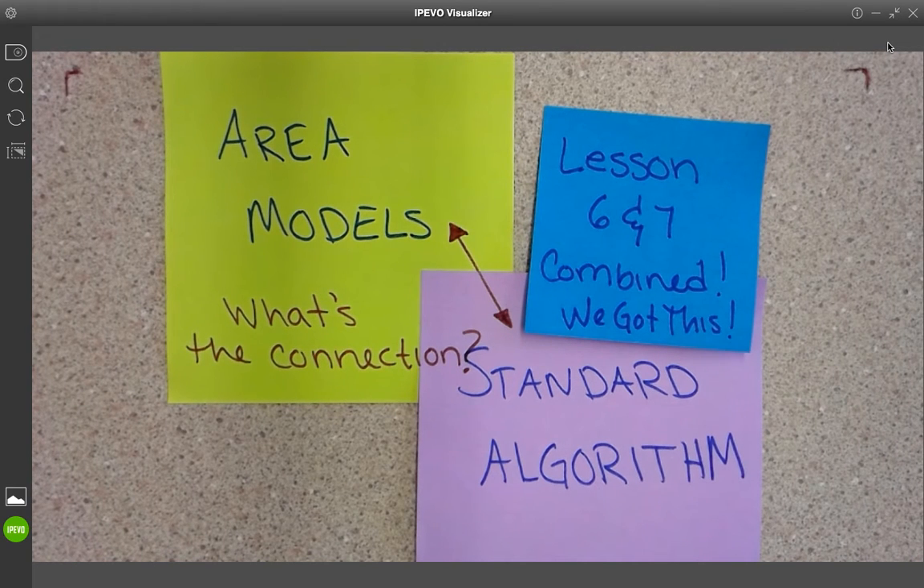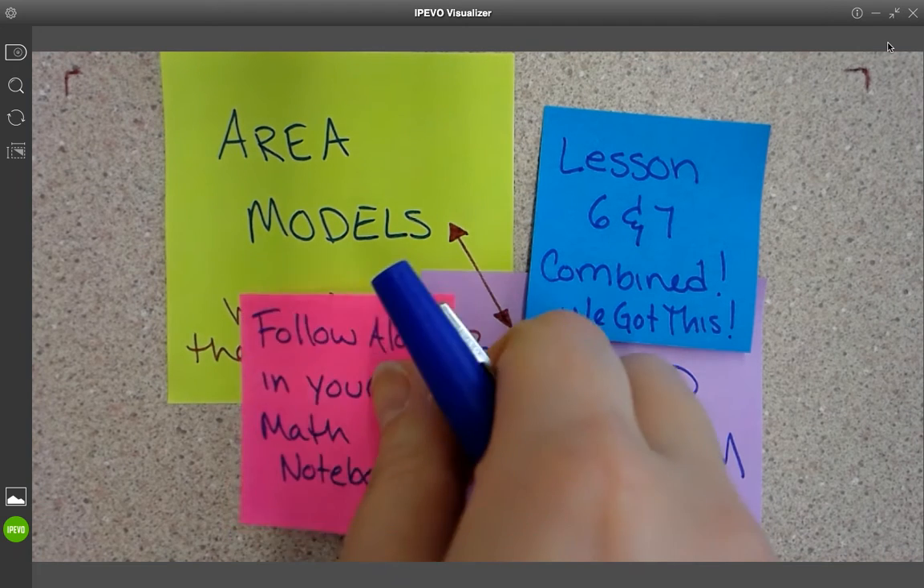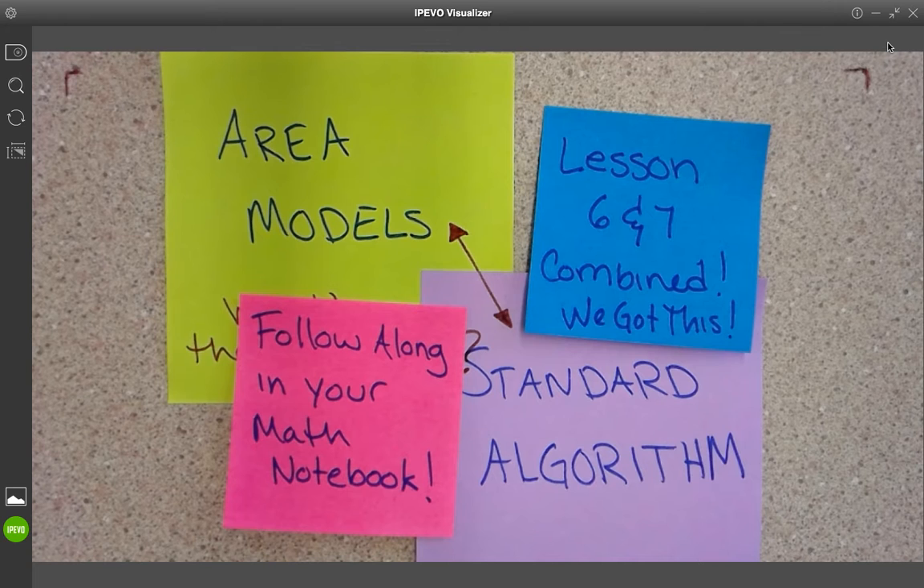This is lesson 6 and 7 combined. It may feel like a lot. I'm going to go through 3 problems today. Each one levels up with a new added amount of digits in the factors, and you're going to get a whole bunch of practice. To get the best out of today, I need you to follow along in your math notebook. That way you can take notes and you have the record of the notes while you go off to do your own work so you can look back to see what we did.